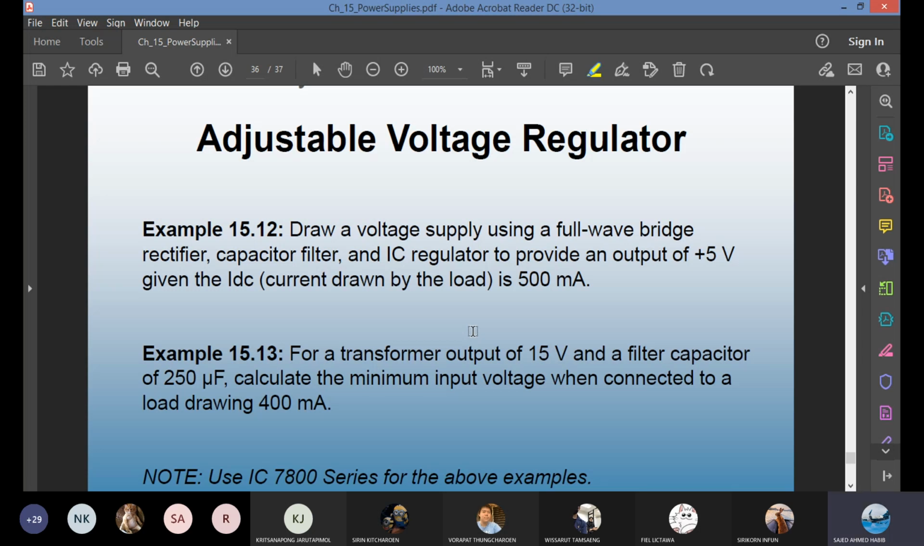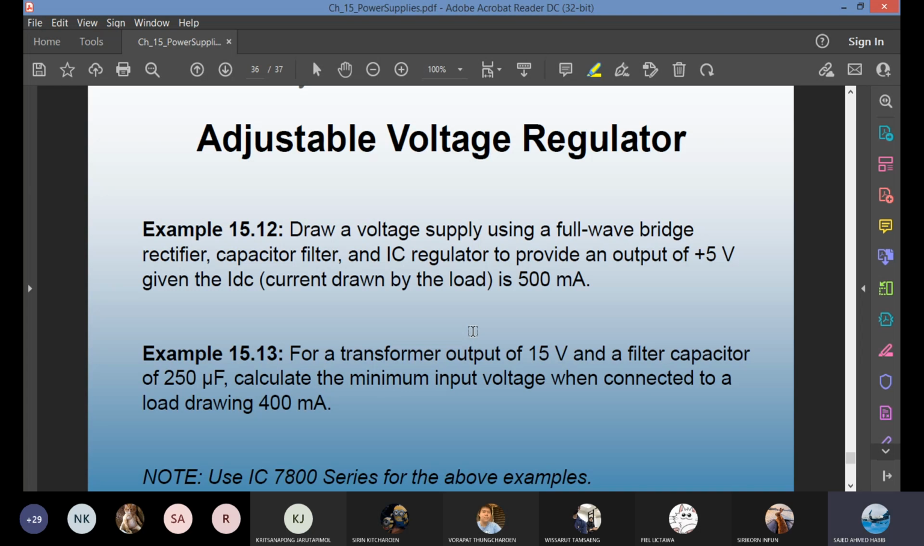The output from the filter stage, you can put on the input pin of the 78. In this case, we need a plus 5 volt output, so your IC model will be 7805. Then the output will be connected to a second capacitor in order to filter out any high frequency noise signal. The ground will go to ground.